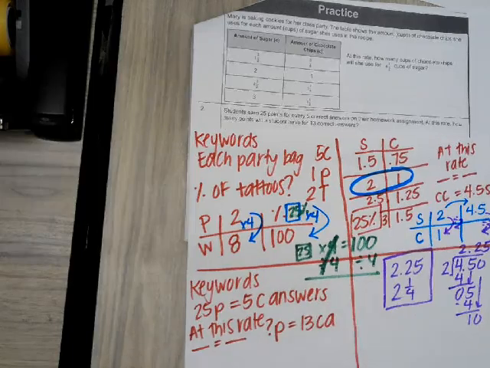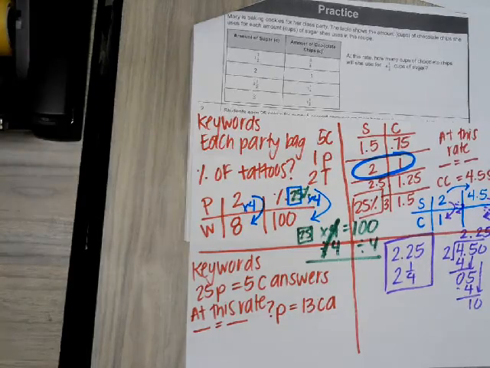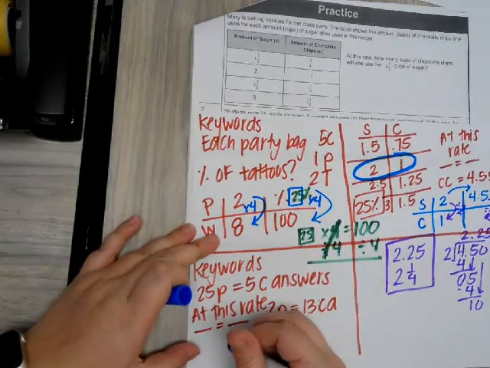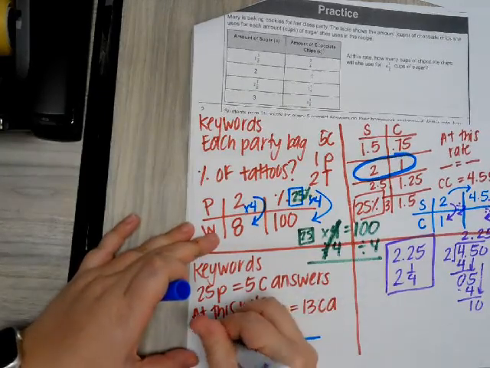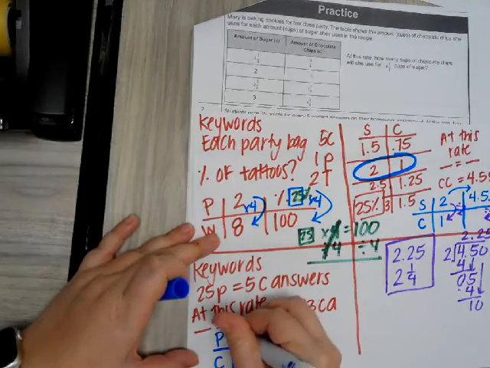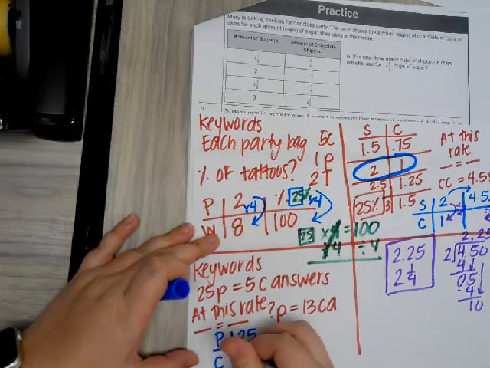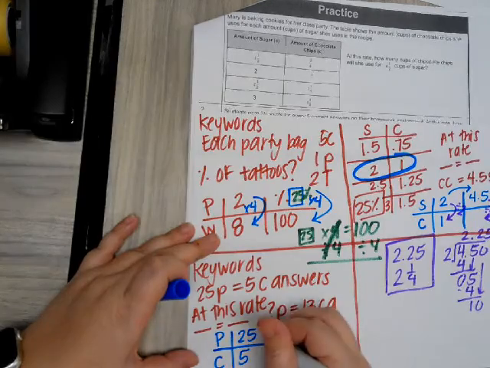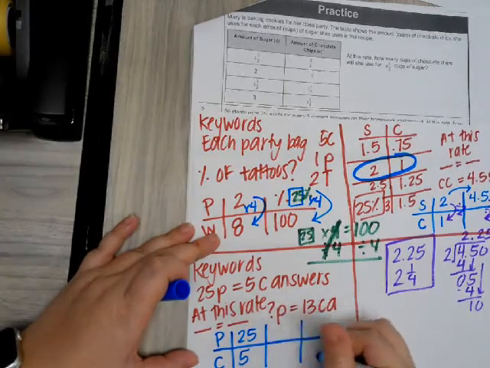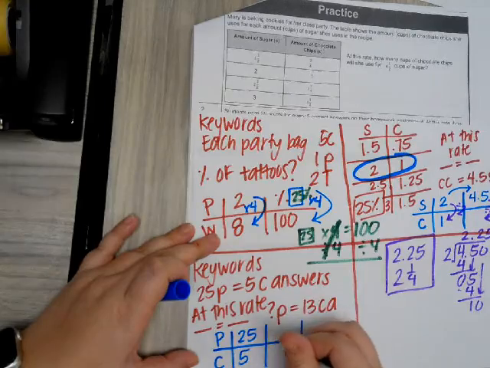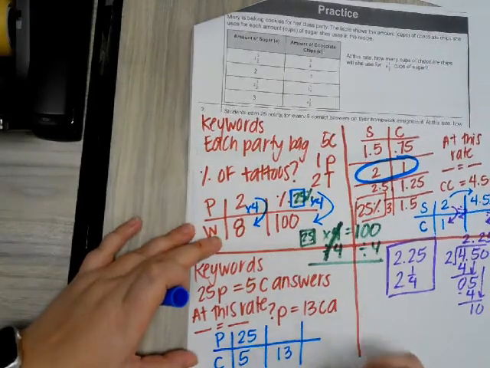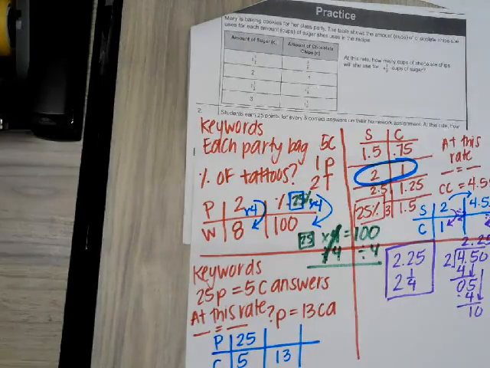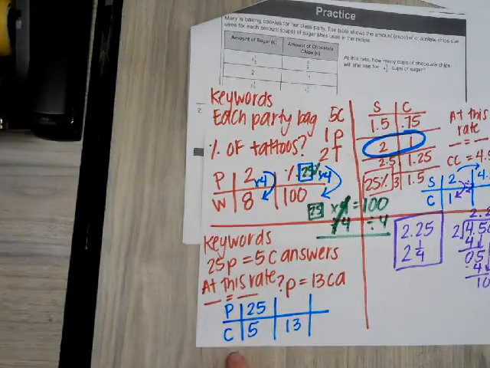Okay, so what 2 things are we comparing? We're comparing points and correct answers. So I'm going to go ahead and make my table. So we have points and we have correct answers. I know it's 25 points for 5 correct answers. But I want to know how many points for 13 correct answers. Notice that my ratio table has the labels. Make sure your ratio table has labels.